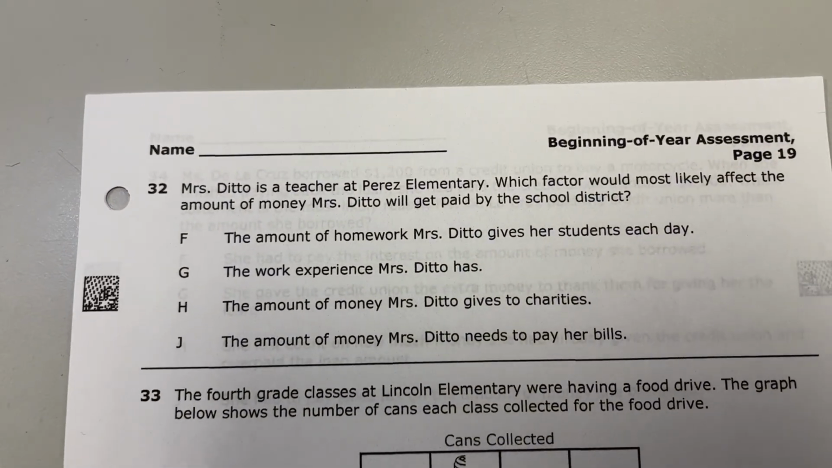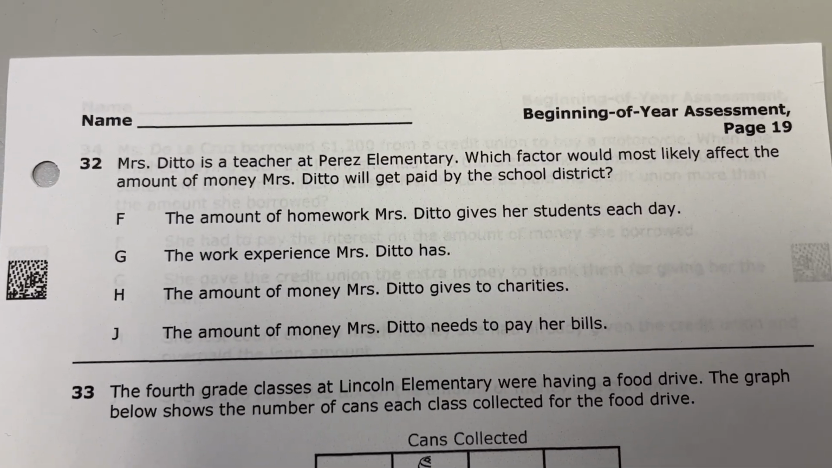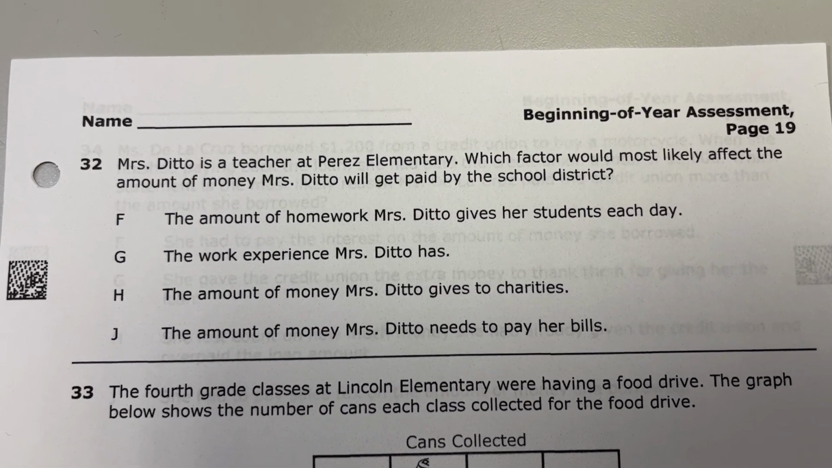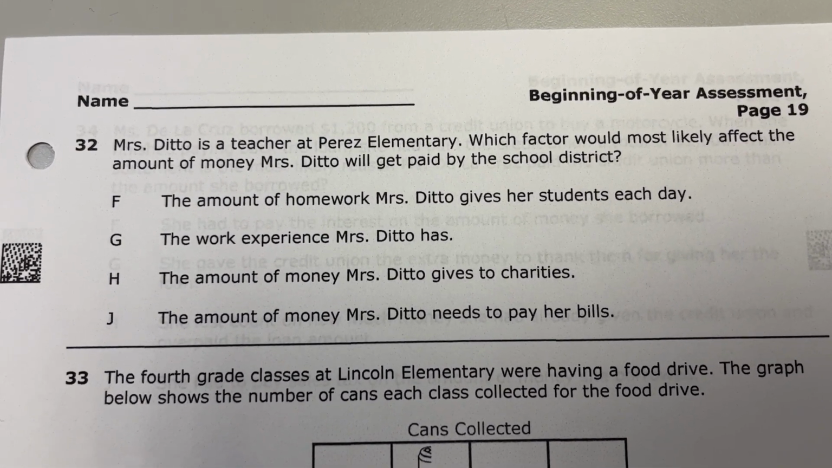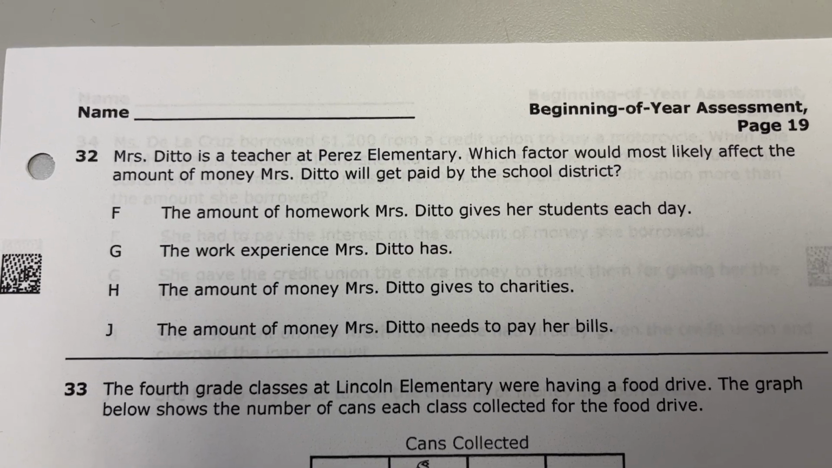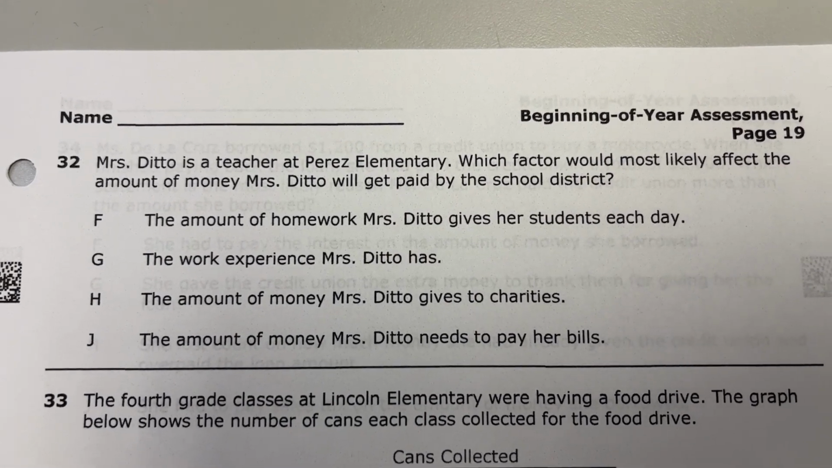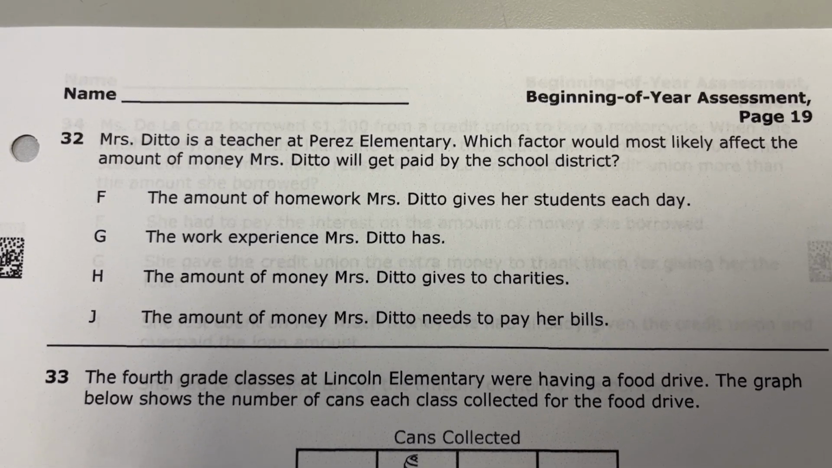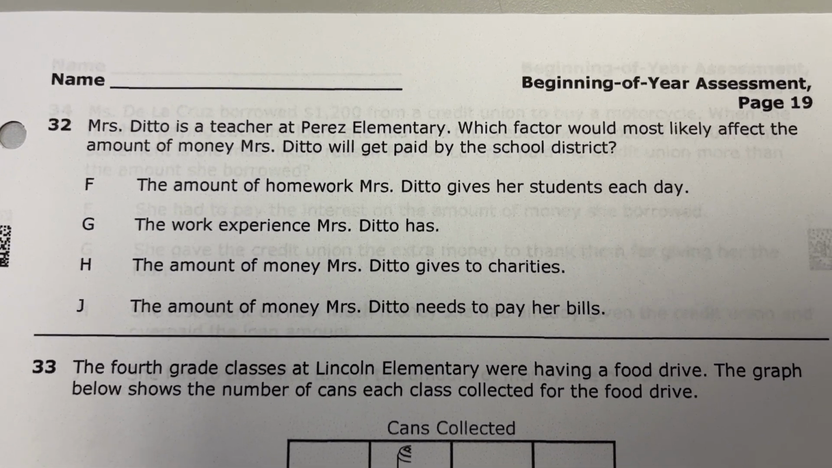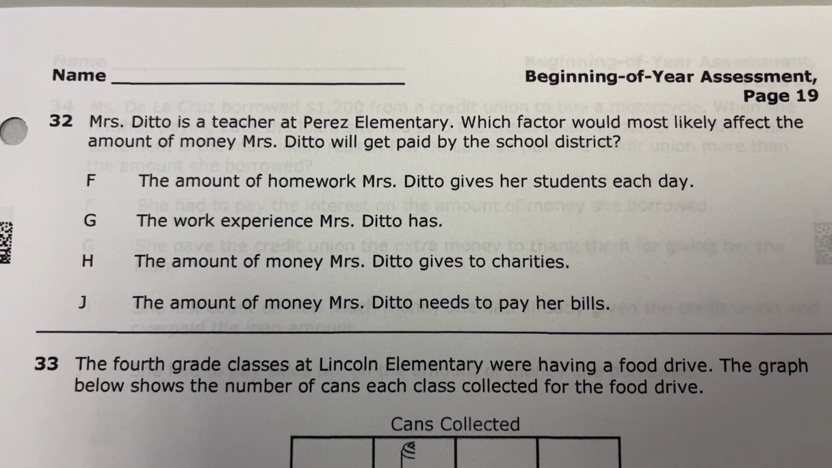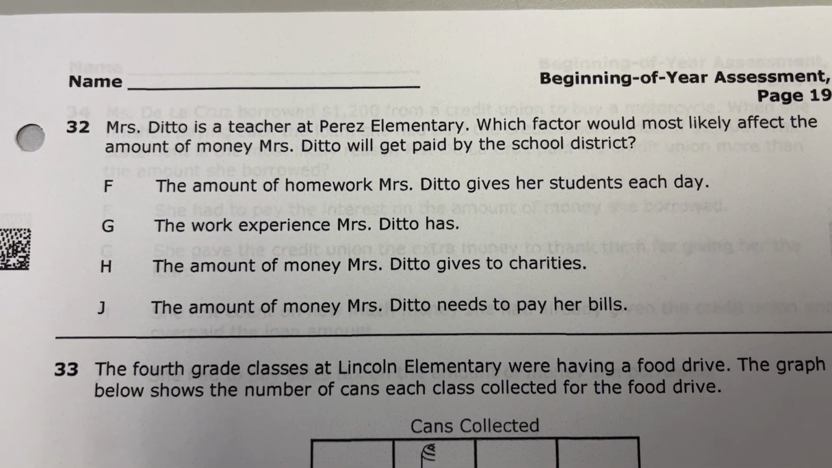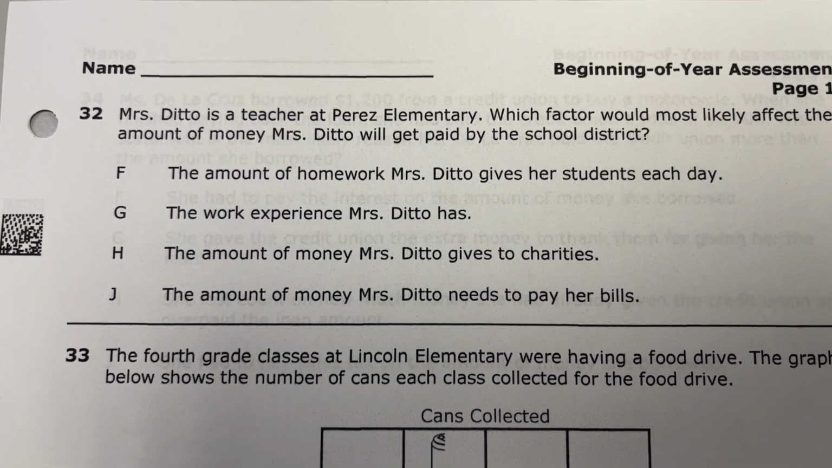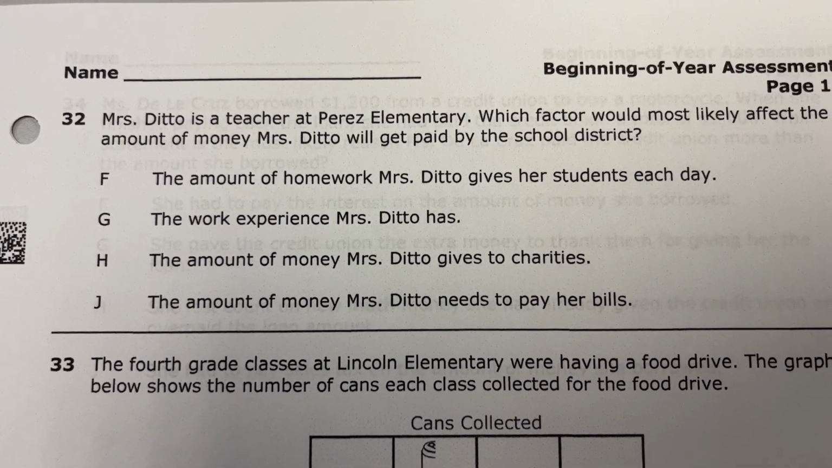Number 32. Mrs. Ditto is a teacher at Perez Elementary. Which factor would most likely affect the amount of money Mrs. Ditto will get paid by the school district? F, the amount of homework Mrs. Ditto gives her students each day. G, the work experience Mrs. Ditto has. H, the amount of money Mrs. Ditto gives to charities. J, the amount of money Mrs. Ditto needs to pay her bills.